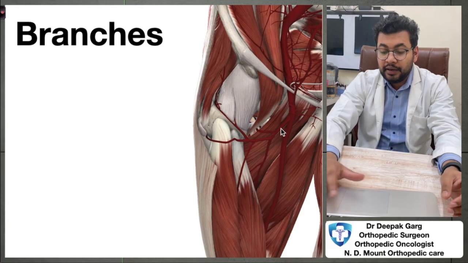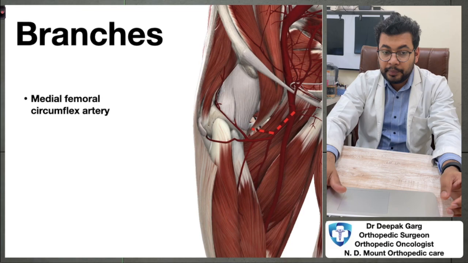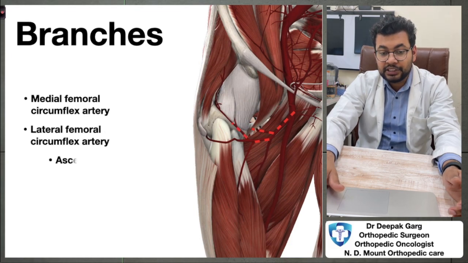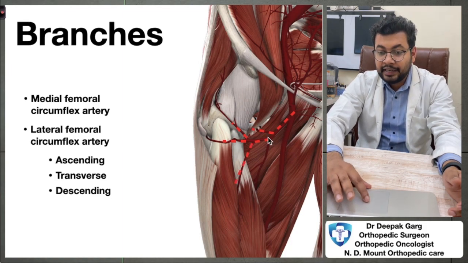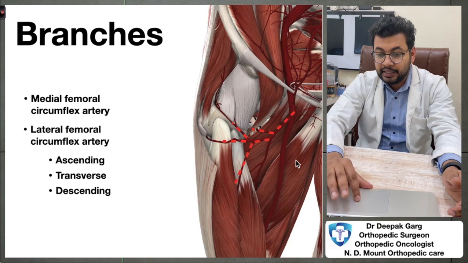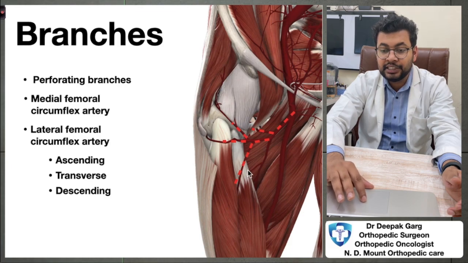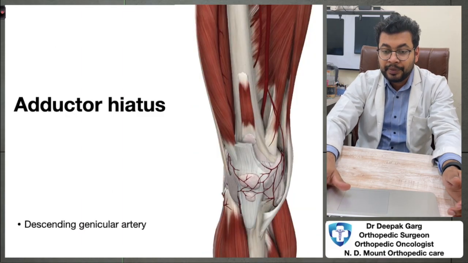The profunda femoris artery arises 3 to 4 cm below the inguinal ligament posterolaterally, and it will give the medial circumflex femoral artery and lateral circumflex femoral artery branches. The lateral circumflex will again give 3 branches: ascending, transverse and descending. Then it will continue down, pass below the adductor longus muscle and give various perforating branches which will supply the muscles in this area.